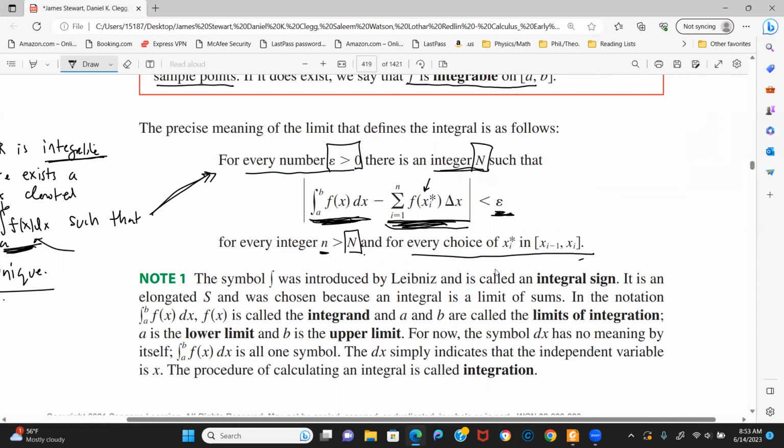So here's some historical information. You have this symbol right here. This is like an elongated S to denote sum. It's the integral sign that was introduced by Leibniz.